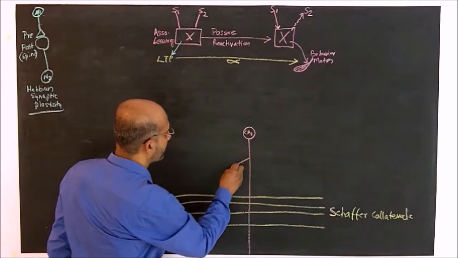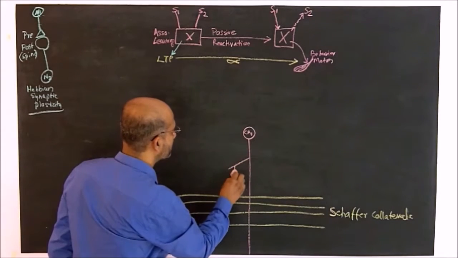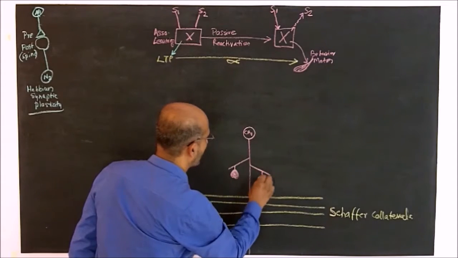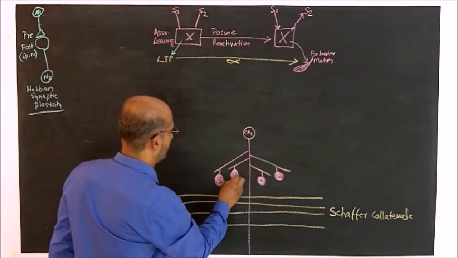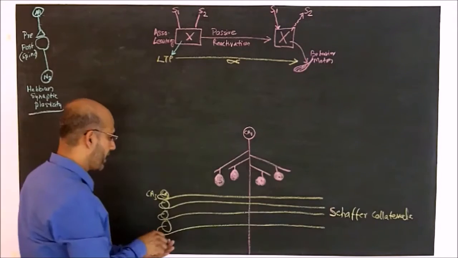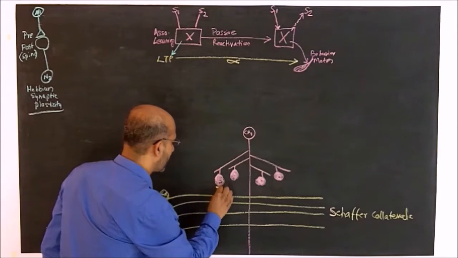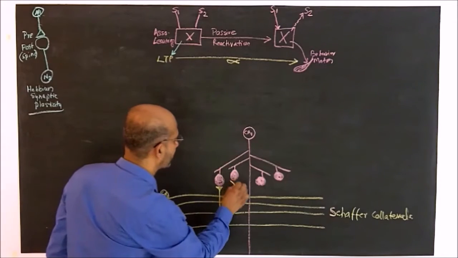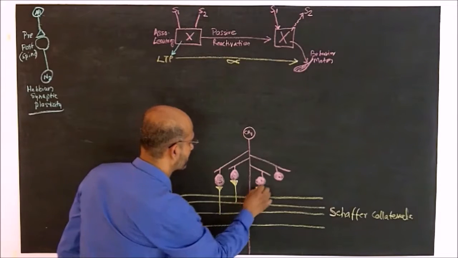The dendritic tree has dendritic spines. So we can draw 3 or 4 dendritic spines here. These are the dendritic spines, and they synapse with the presynaptic terminals that are the axonal terminals of CA3 neurons. So these are the CA3-CA1 synapses.